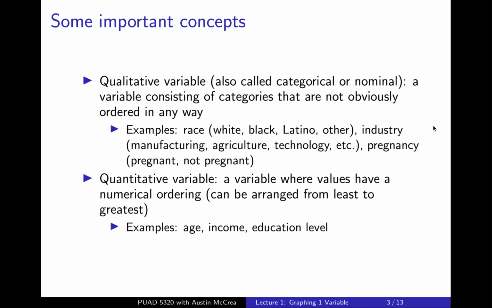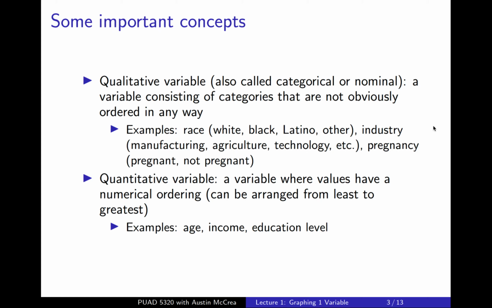Same thing with industry, right? We could code manufacturing, agriculture, and technology as specific values, but it doesn't really mean anything. They're nominal, they exist independent of one another. Same thing with pregnancy: not pregnant versus pregnant, a value of 0 for not pregnant versus a value of 1 for pregnant. There's no clear ordering there. They're just different states of being.